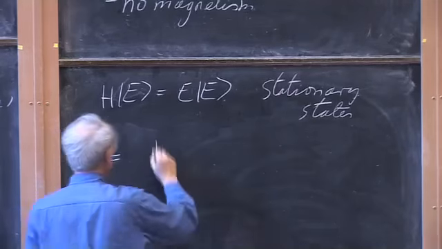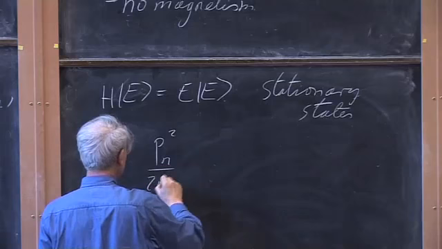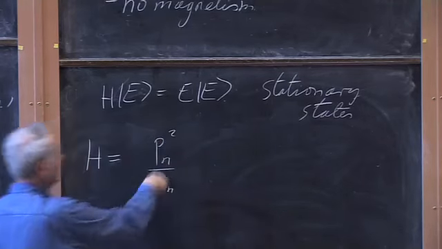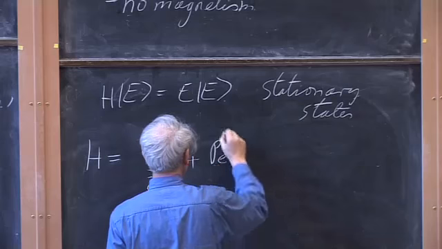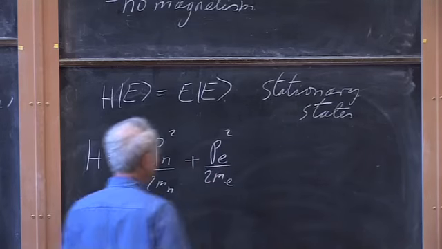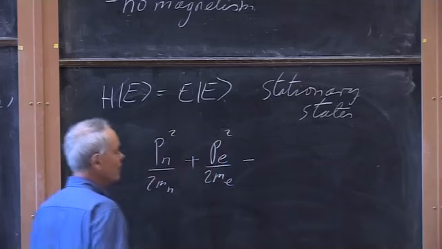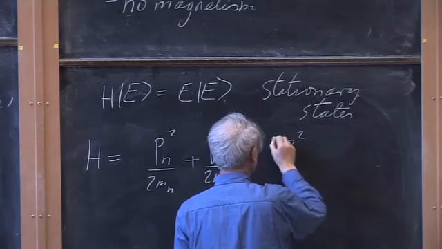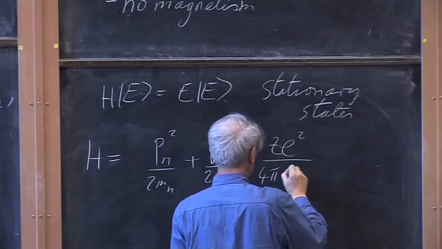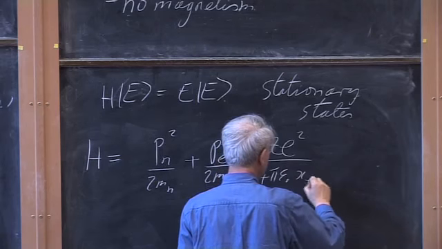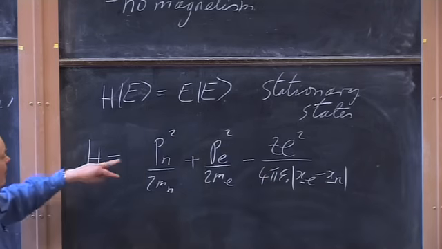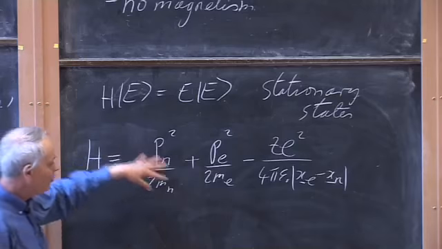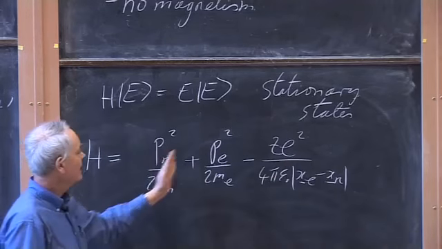Well, it's going to be the kinetic energy of the nucleus, P nucleus squared over twice the mass of the nucleus, plus the electron's kinetic energy, plus the interaction energy between these two, which is going to be Ze squared over 4 pi epsilon naught times the modulus of xe minus xn. So this is the sum of three distinct contributions to the energy: kinetic, kinetic, and potential.